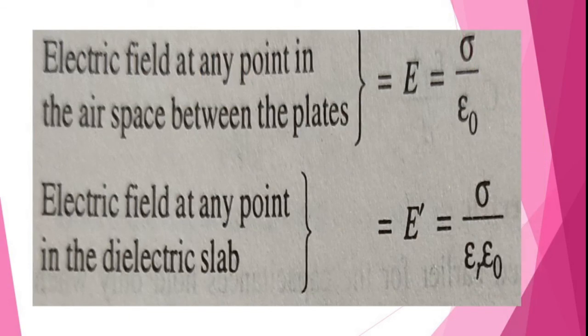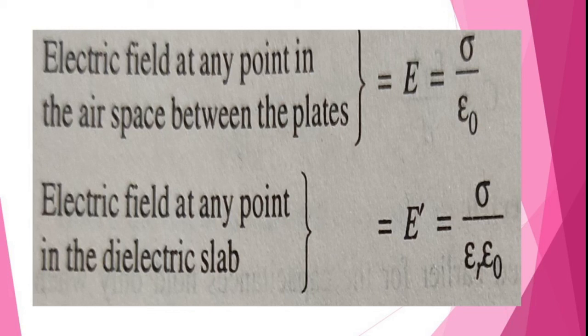So what is the electric field at any point in the air space between the plates? We had found out the expression for the electric field due to parallel plates in the topic applications of Gauss law, isn't it? Where we found that the electric field at any point between the plates is given by E, which is equal to sigma by epsilon 0. So in between the plates where there is air, the electric field is equal to sigma by epsilon 0.